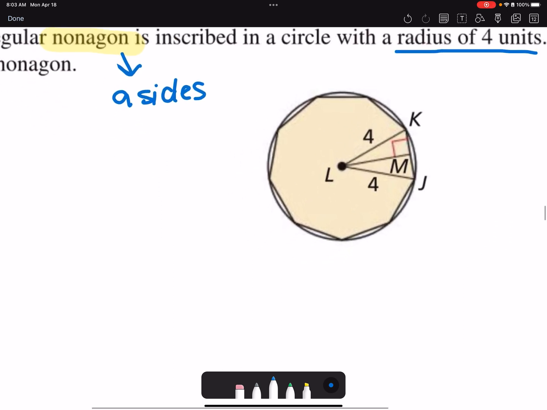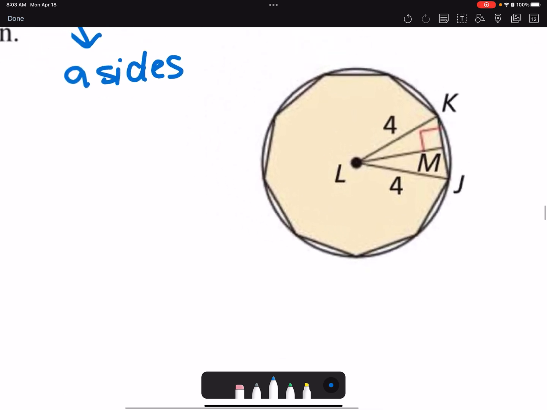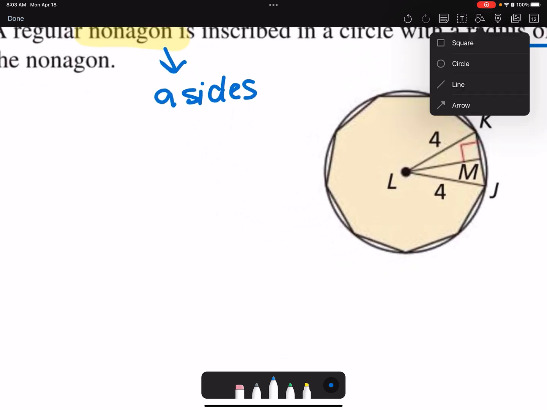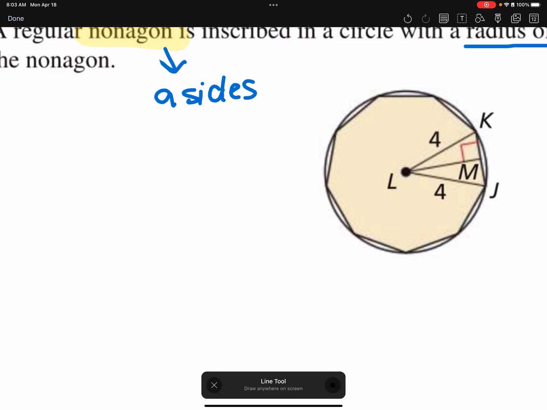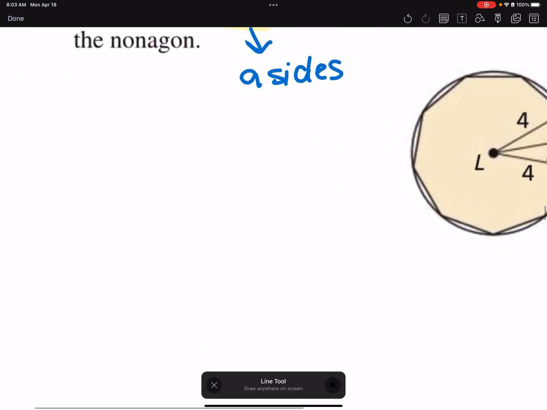So I'm going to go ahead and zoom in here so we can look at the triangle. And what I'm actually going to do is redraw the triangle off to the side so that we can have a specific picture of this triangle.